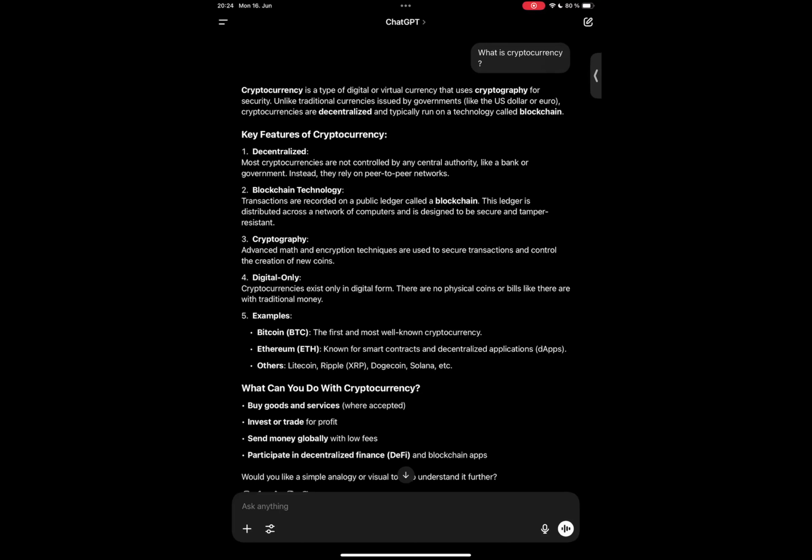Examples of cryptocurrencies that we have. The popular one we all know is BTC. Some people think it's only one type of cryptocurrency we have in this whole wide world, which is Bitcoin. If it's not Bitcoin, to them it's not cryptocurrency. But Bitcoin is the first and most well-known cryptocurrency. Ethereum is also known for smart contracts and decentralized applications. That's called the dApps. Then we have other coins like Solana, Ripple, Litecoin, Dogecoin, Trump. In fact, there are a lot. I cannot mention them all.